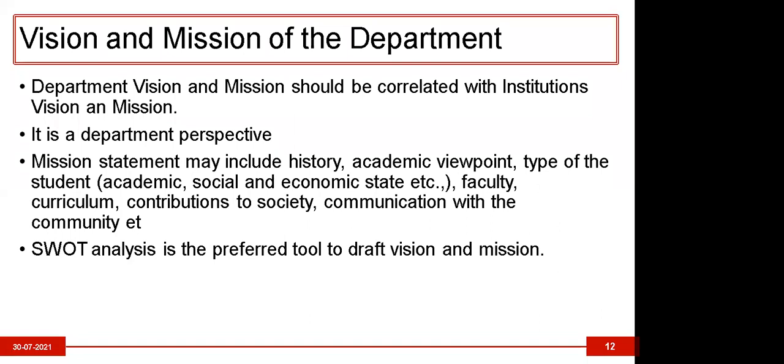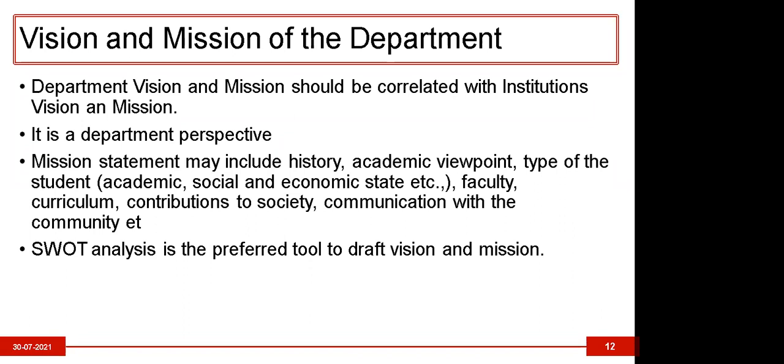So how do we need to see this? It is a department perspective, so we're not going to focus much on the others. What the mission statement is going to see here is, first, we have to see what the mission and vision of the institution is saying, and in line with that only, we have to make the department vision. And when drafting the department mission statement, we have to focus on the history, the academic viewpoint or the philosophy, what we call, and the type of student. So the students we are going to get, are they academically strong, or their social levels, academic state.